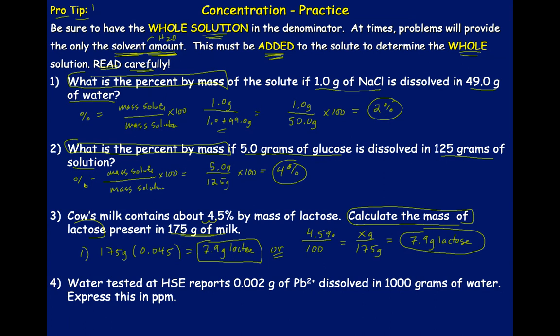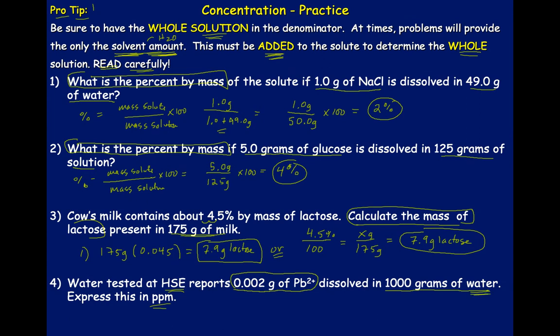All right, so last part is doing the last problem. Let's just say water was tested at high school East here, and that water report gave us 0.002 grams of lead ions in 1,000 grams of water. Delicious, tastes great. Express this in parts per million. We're looking at a very small amount of solute, so it's helpful to do it in parts per million. And they were given grams of water.